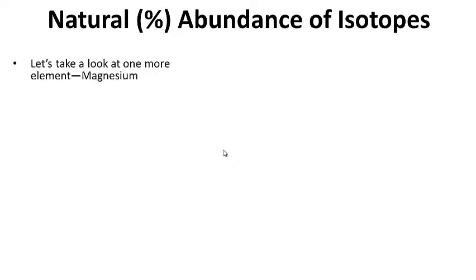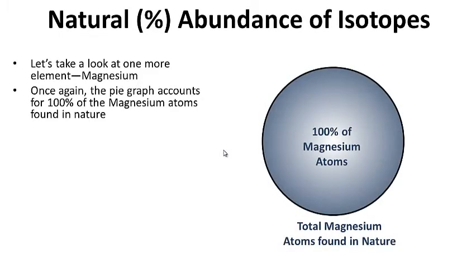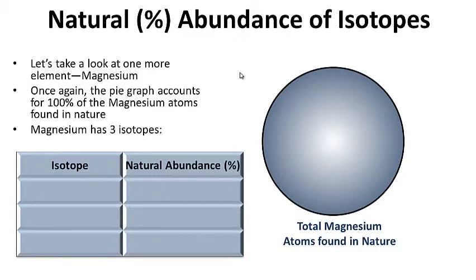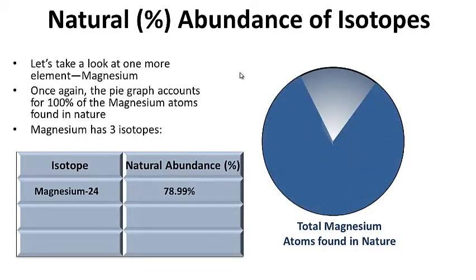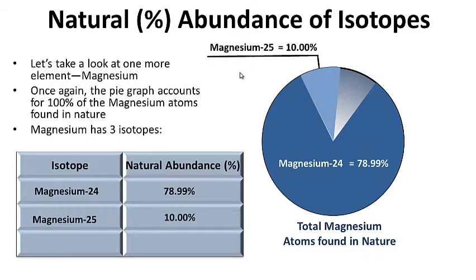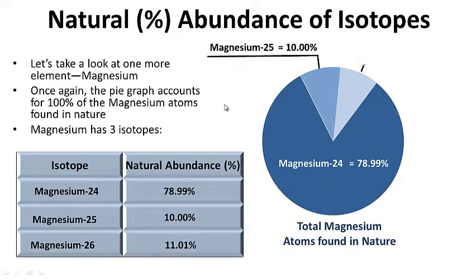So let's take a look at one more element, magnesium here, and its natural abundance. So let's say once again this pie graph accounts for 100% of the magnesium atoms found in nature. Well, magnesium has 3 isotopes. Magnesium-24, which has a natural abundance of 78.99%, and magnesium-25, which has a percent abundance of about 10%, and as you might have guessed here, magnesium-26 has a natural abundance of 11.01%. So notice they always add up to 100% here.